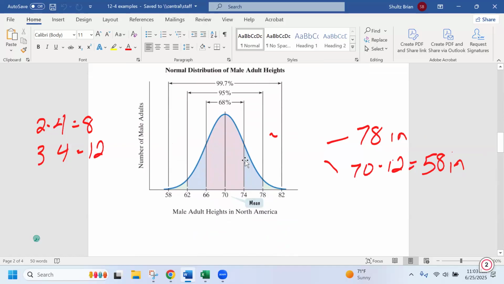I would take 70 minus 12, or 58 inches. Okay. So most male adults fall between 66 inches and 74 inches. 70 inches is 5'10", right? 6 times 12 is 72. So 6 foot is 72 inches right there. 6'2" is here, and then 6 foot, 5'10", 5'8", 5'6". So most adult males fall between 5'6" and 6'2".